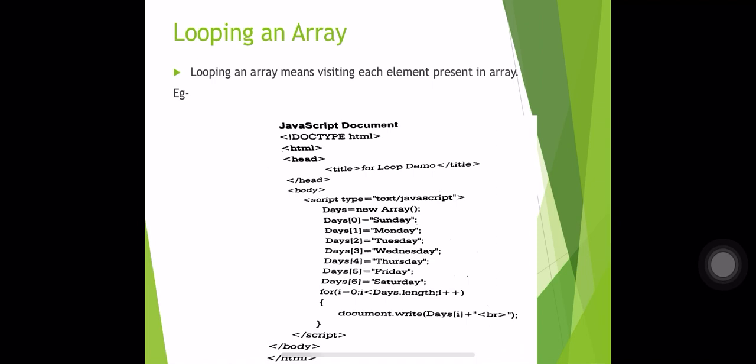So on the next line, now the value of I is 1, so Monday will be printed. When the value becomes 2, Tuesday will be printed, and so on. So all the elements will be printed. Close the script tag, close the body tag and close the HTML tag. Let's see the output. You can see that in the output you get Sunday to Saturday.